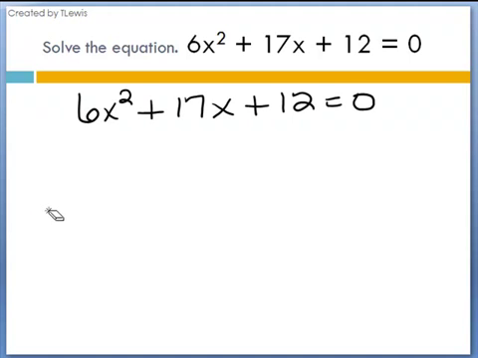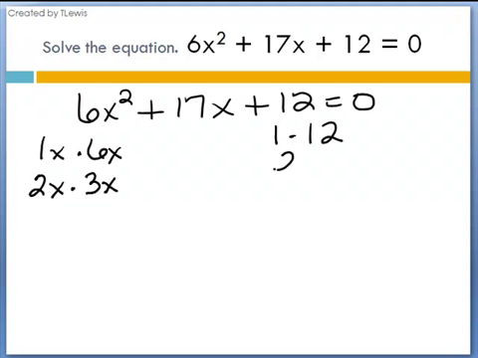Before I set my binomials, let's go ahead and list the factors for the first term, 6x squared: 1x and 6x, we have 2x and 3x. And then we're going to list all of the factors for the last term. For 12, we have 1 and 12, 2 and 6, we have 3 and 4.